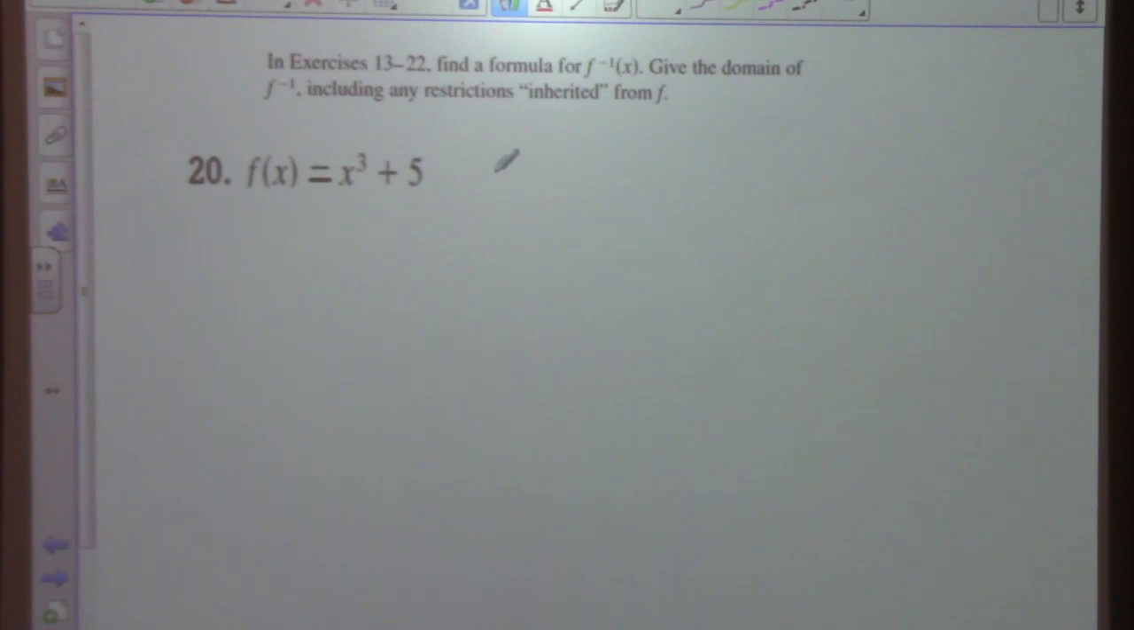Okay, it's the same sort of thing here. So we come up here to the right, and we get y is equal to x cubed plus 5. And then we change like this, right? And then subtract 5. So we get y cubed equals x minus 5. And what is your undoing of the cube? The cube root.